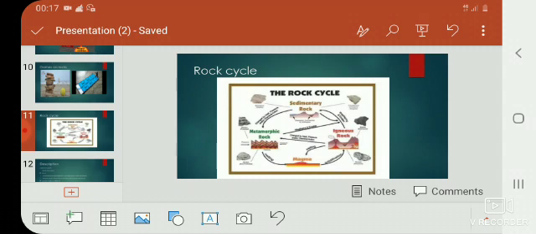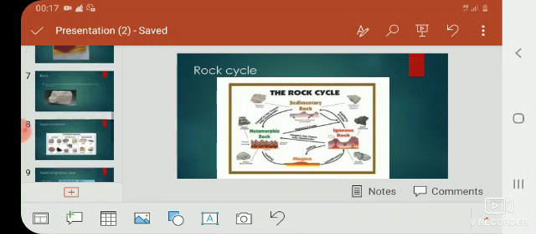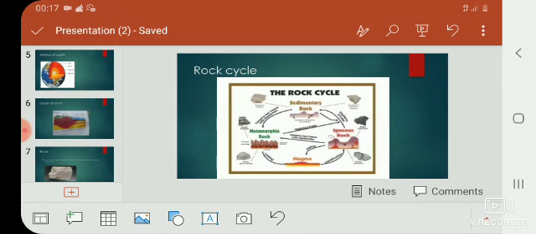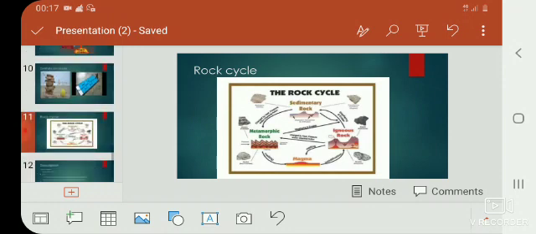So igneous rocks can be converted into sedimentary rocks, and sedimentary rocks can be converted into metamorphic rocks, and again metamorphic rock will enter into magma, and again it forms igneous rock, and so forth. It repeats again and again. Therefore the rocks change their forms.